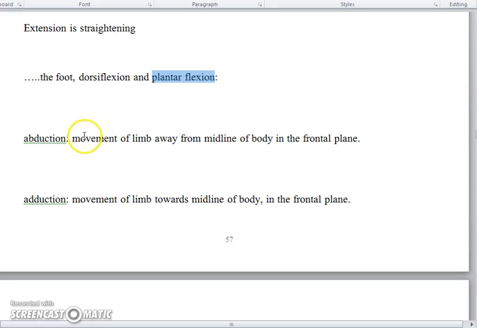Okay. Abduction and adduction. These two are easy to get mixed up. They sound so similar. Actually, they're one letter off. So abduction. Ab means away, like abnormal means not normal, away from normal. So abduction is movement of a limb away from the midline of the body. It's also done in the frontal plane. One way to think about this is lateral movement. And adduction is movement of the limb toward the midline of the body. It's medial movement.